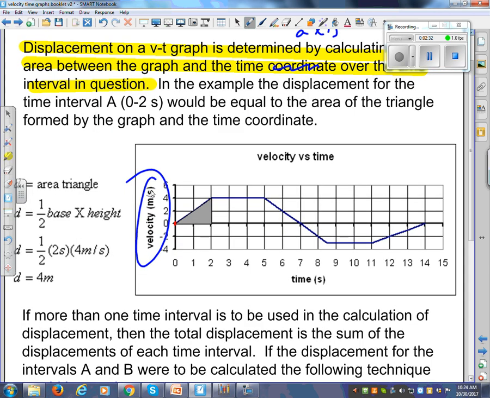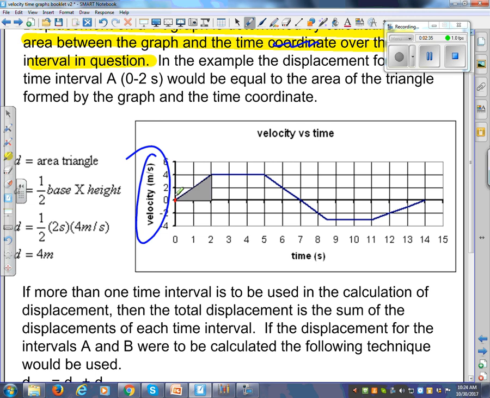Okay, so for example, right here, right? We're talking about this interval here. What's the instantaneous velocity at the start? How fast is this going at the start of this interval? 0. And it ends up going at 4.